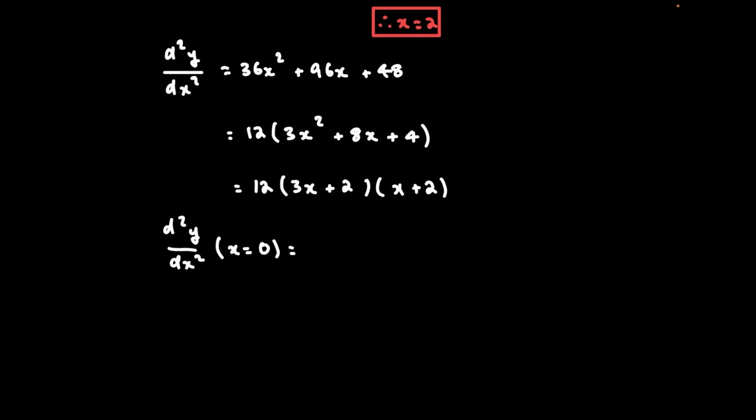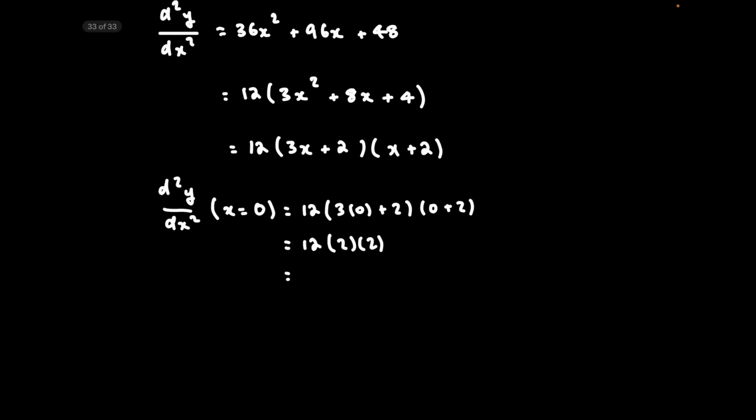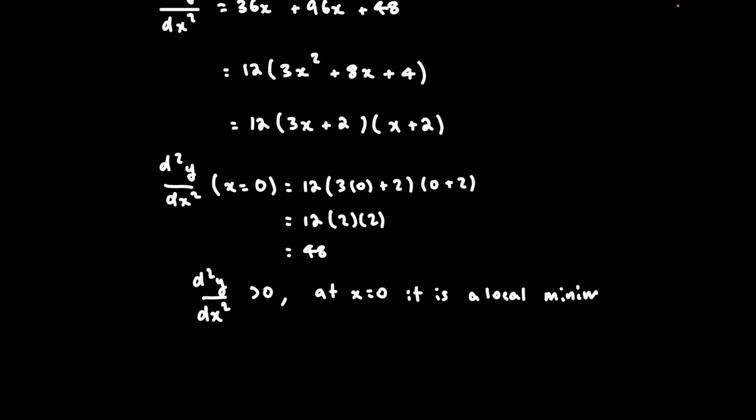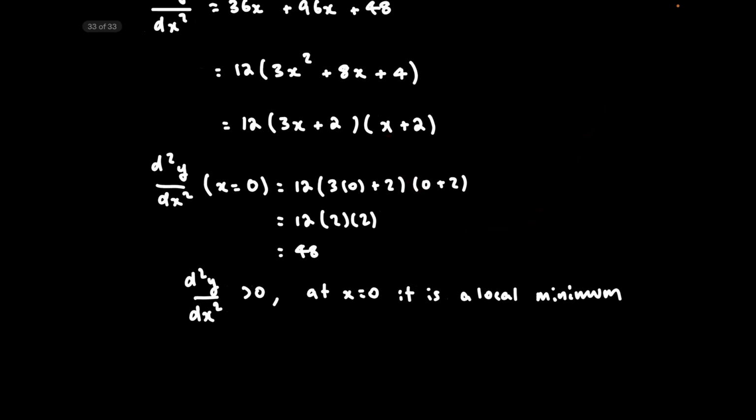So when x equals 0, we'll work that out first. We know that this is just subbing in 0, so it'd be 12 times 2 times 2, which is a positive number nonetheless, and what it equals is 48. So because d squared y over dx squared, i.e. your double derivative, is more than 0, we can say that at x equals 0 it is a local, is it a local minimum or a maximum? Well, if you said local minimum, you would be absolutely correct, because our graph is concave up, and if it's concave up, it will be a minimum.